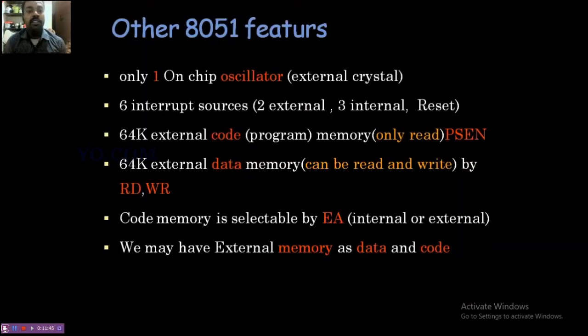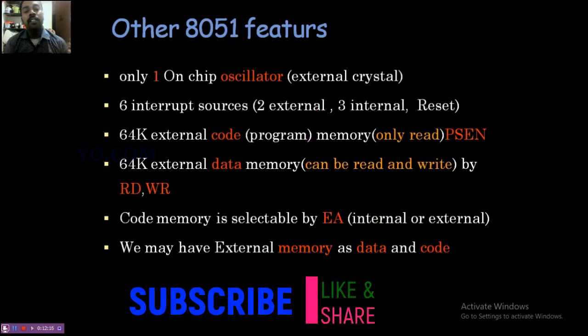Next we are going to see the features of the 8051 microcontroller. Only one oscillator, an external crystal oscillator, is used. Then 6 interrupt sources are present. Totally we have 6 interrupts in the 8051 microcontroller: 2 interrupts for external, 3 interrupts for internal, and another one, reset. Reset is used to reset the entire system. Then 64 kilobytes of external code memory. So we can connect 64 kilobytes of program memory externally, and then 64 kilobytes of data memory externally.